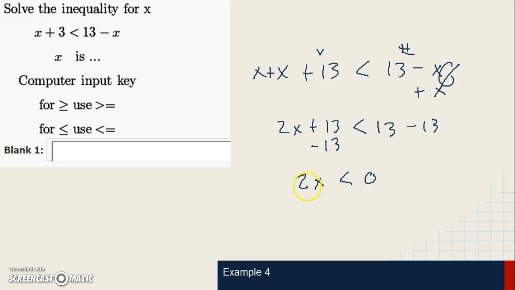Now I've got to eliminate this 2. Since it's being multiplied, I know I need to divide. So divide both sides by 2. 2x divided by 2 is just x, is less than 0 divided by 2 is 0. I'm going to come over here and type in my answer. Since x is on the left side again, I know that x is less than 0.